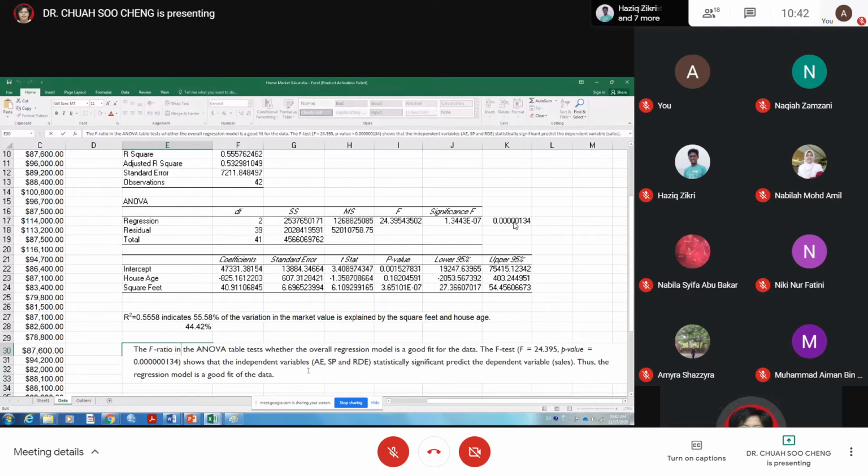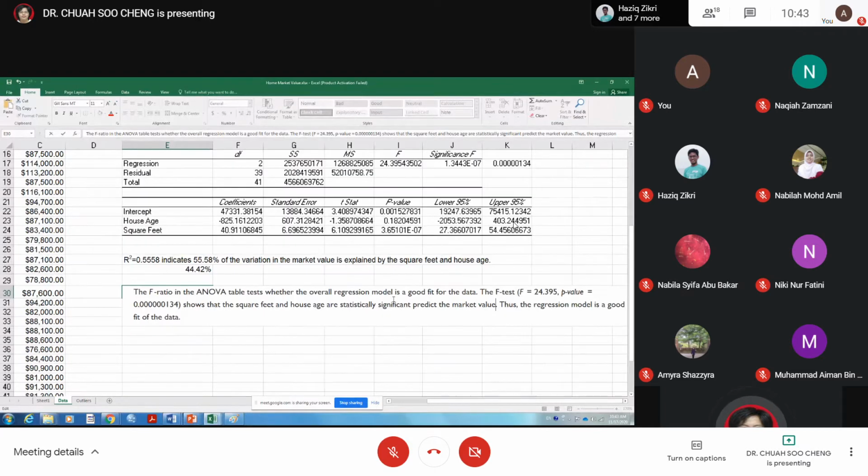If it is less than 0.05, it shows that our independent variables, square feet and house age, are statistically significant in predicting the market price, the market value. And it shows that this regression model is a good fit of the data.